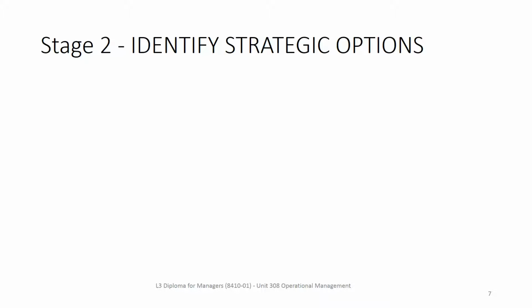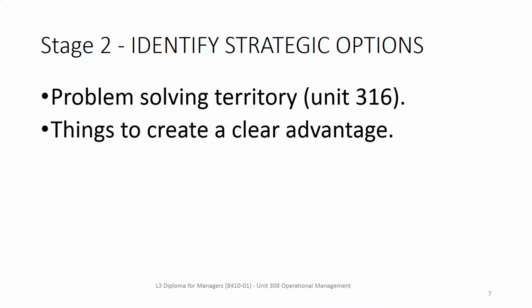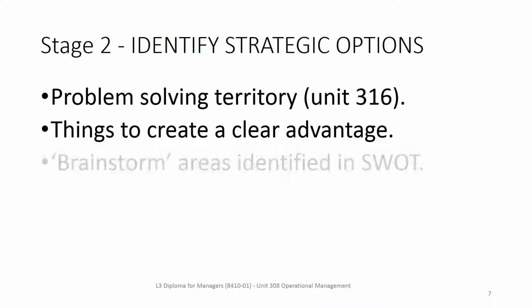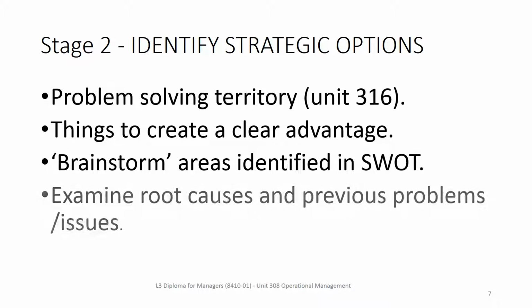Stage 2 is about identifying strategic options, and we're really into the problem solving territory that we talked about in unit 316 here, because we're trying to create things that will give us a clear advantage to meeting our objectives, and that could include brainstorming through the areas that were identified in the SWOT so that we can start mapping out processes and perhaps examining any root causes of previous problems and issues.